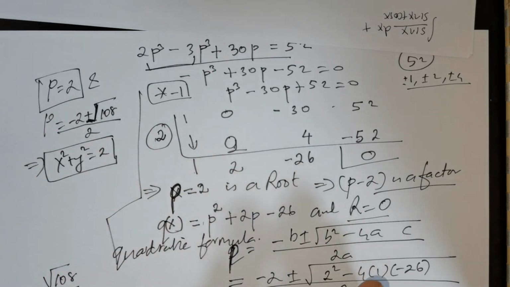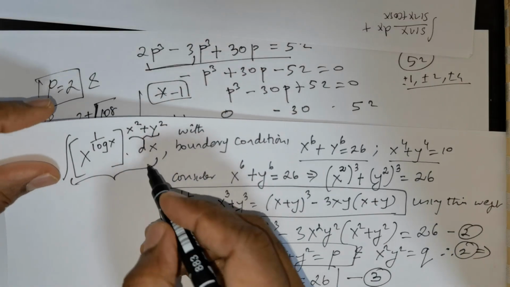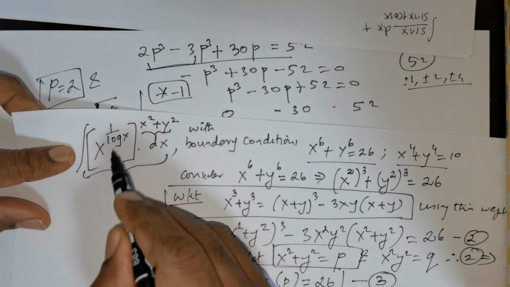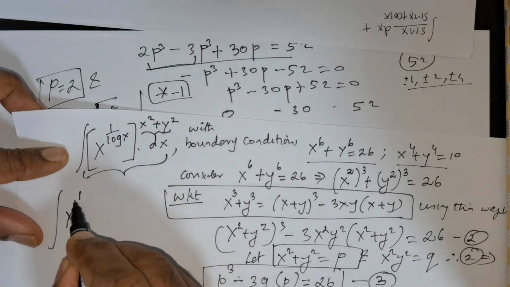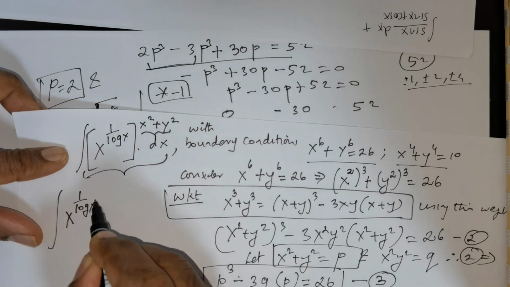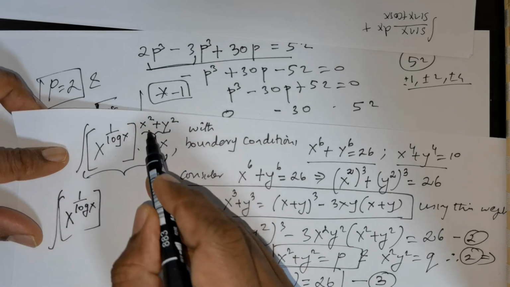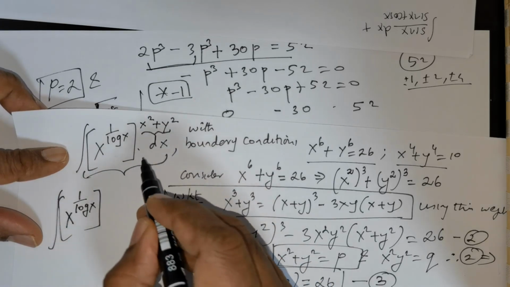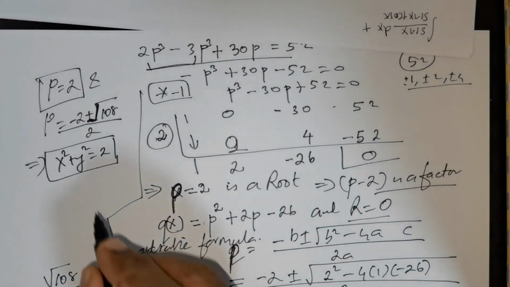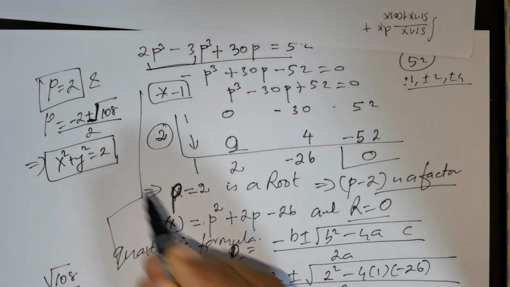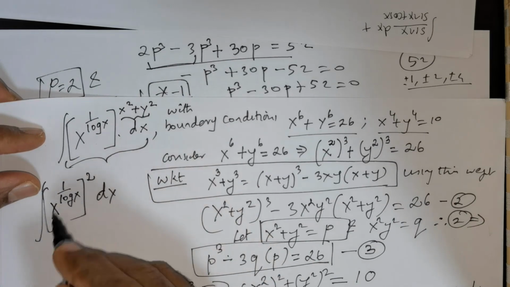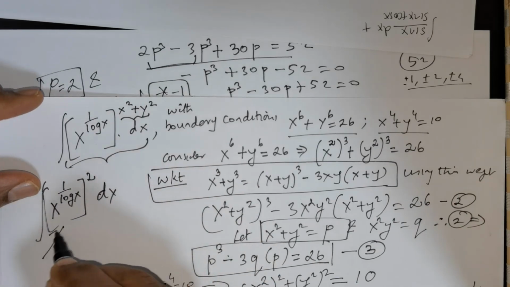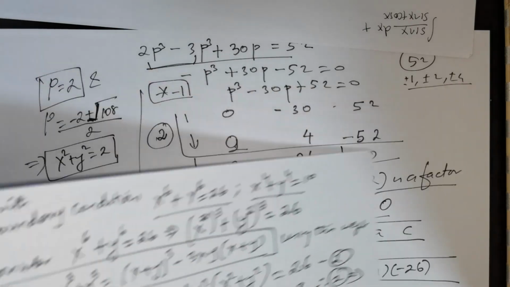Now that is not the end of the story. Why is it not the end of the story? We have got a quantity like this. We are expected to integrate x raised to the power of 1 over log x, and that is raised to the power of x squared plus y squared. In place of x squared plus y squared, I would be substituting the value of 2, multiplied with dx, but still this is a complicated situation. Now I need to extract what this value is.